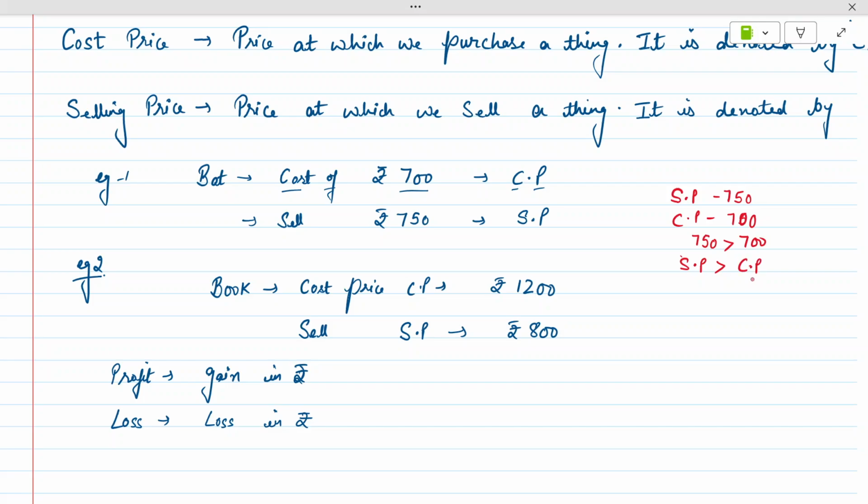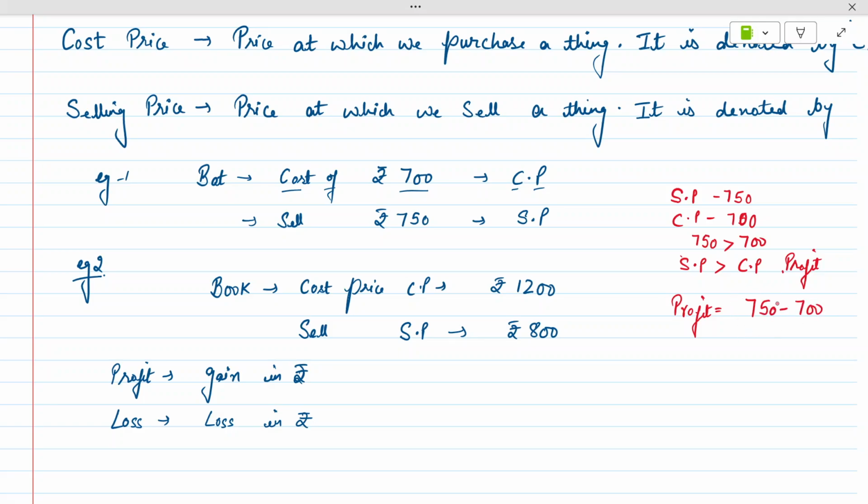That means I am making a profit here. I purchased the thing at 700, I'm selling it at 750. So I am selling it at a higher price. My selling price is greater than cost price, which means I am making a profit. I am gaining money. So it's a profit scenario. And how much profit am I making here? I am making the profit of 750 minus 700.